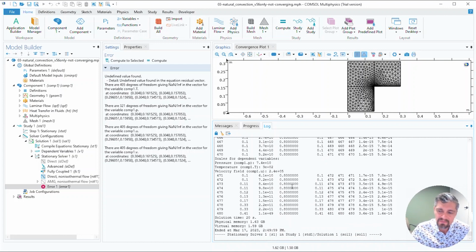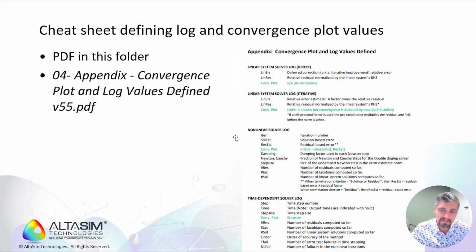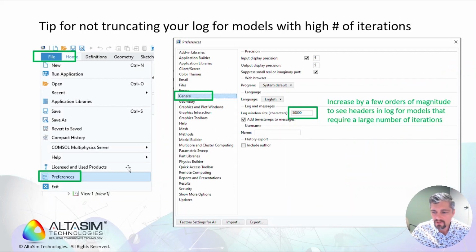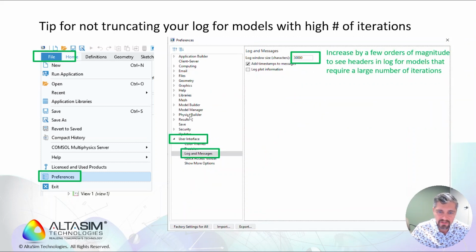So hopefully that tip has been helpful to you. And you might also know that in previous versions, before version 6.1, it was in a different location, you would click File, Preferences, General, 30,000 for the log window size. This is where it was before, but now in version 6.1, they've changed the location here. So it's under User Interface, Log and Messages, and then the setting is here.